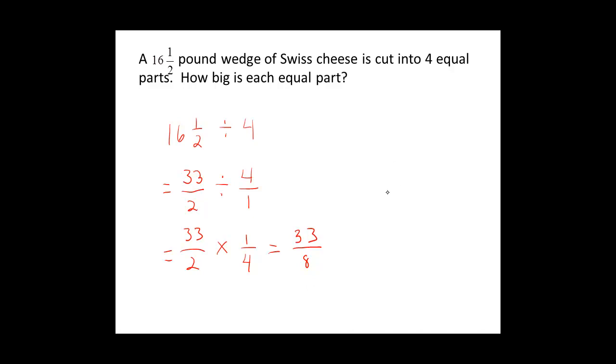But we can also write this as a mixed number by putting the 33 inside the division sign, dividing by 8. 8 divides 33 4 times, with 1 left over. The 1 is our numerator, and what we divided by is our denominator. So as a mixed number, we get 4 1/8. So to answer our question, how big is each equal part? 4 1/8 pound.